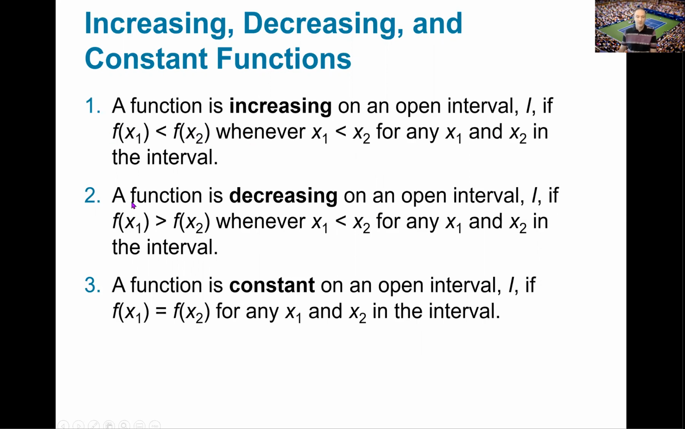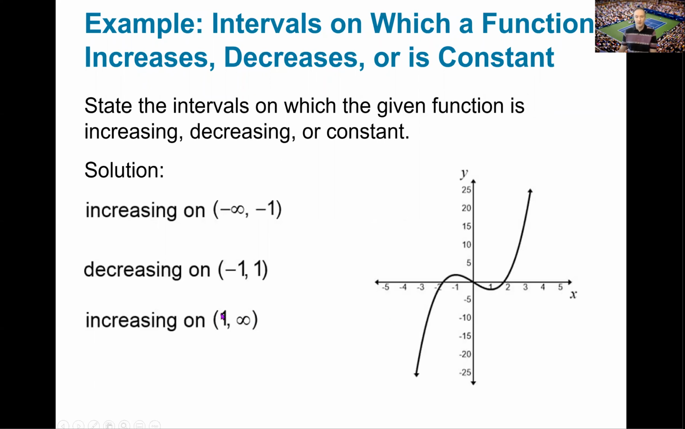So if x2 is greater than x1, then the y value at x2 has to be greater than the y value at x1. A function is decreasing on an interval if f of x1 is greater than f of x2 whenever x1 is less than x2. So x1 is a point to the left of x2, but the y value at x1 is greater. Well, all that means is that your function is going down as you move from left to right on the x-axis. Anytime it's moving down as the function moves from left to right, of course it's decreasing. And then we say a function is constant anytime the y values do not change when the x values do change.